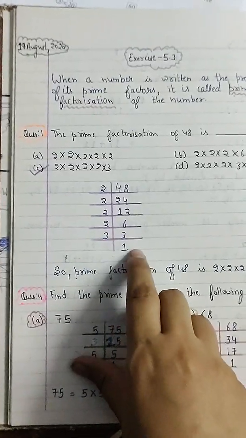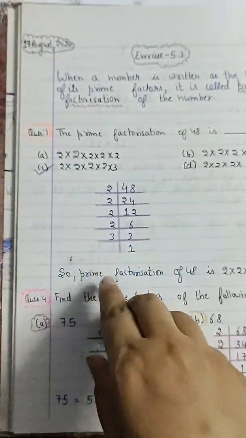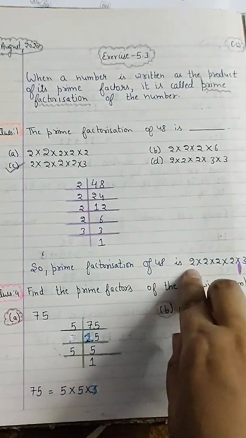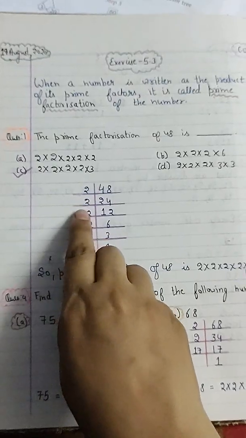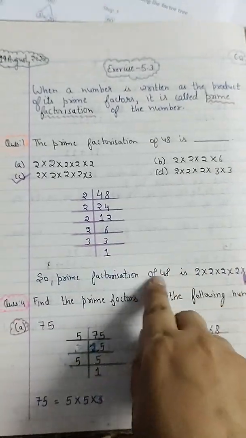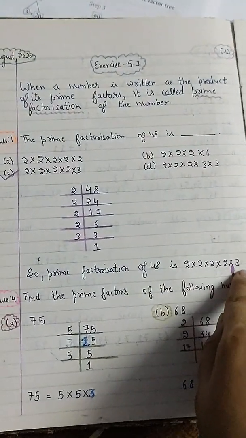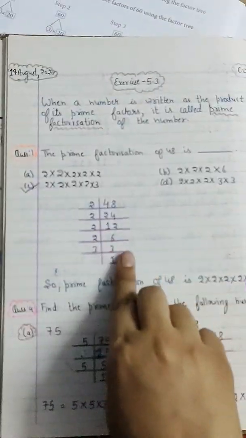3 comes in the table of 3 at 1. So the prime factorization of 48 will be 2 multiplied by 2 multiplied by 2 multiplied by 2 multiplied by 3. That is four 2's and one 3, and you have to put the multiply sign in it. This is the prime factorization of 48.